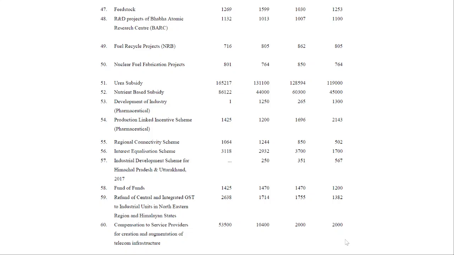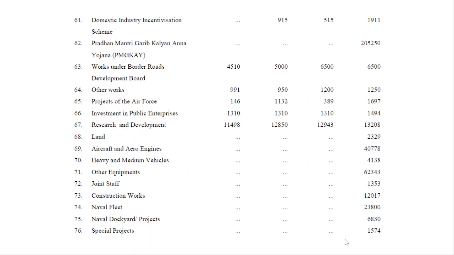So all these things are very important. Okay, Pradhan Mantri Garib Kalyan Yojana. See, this is a huge amount. This is 2 lakh, 2 lakh 5,000. So very huge amount. Remember this. Pradhan Mantri Garib Kalyan Anna Yojana, that is the free food grains for the poor people.